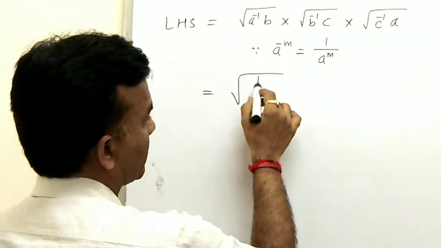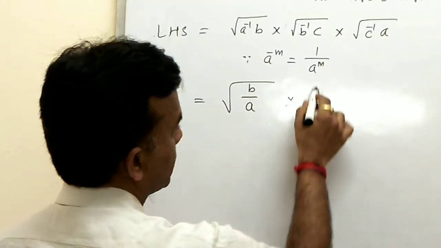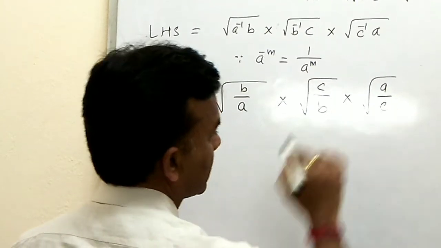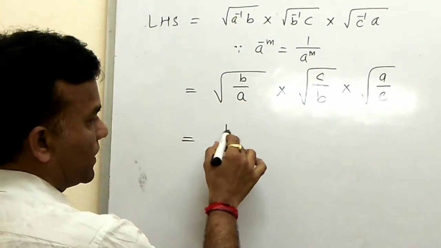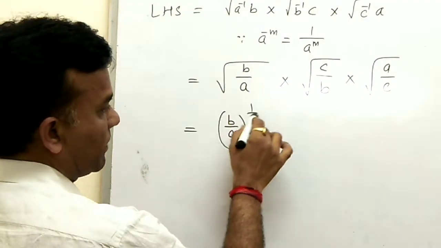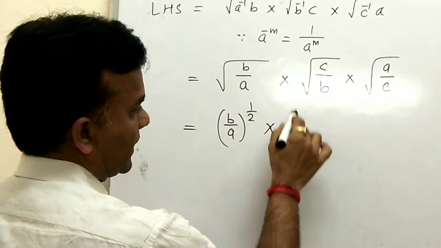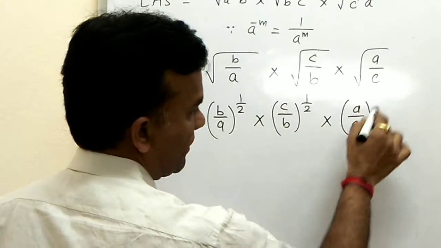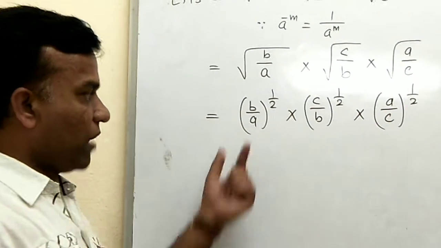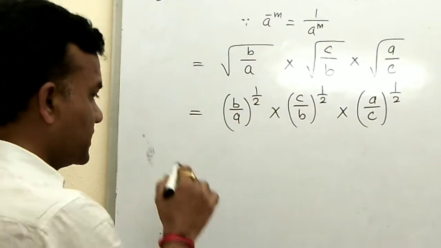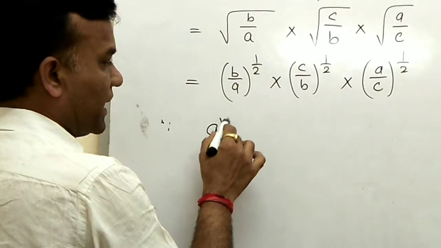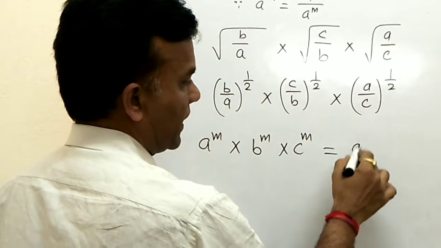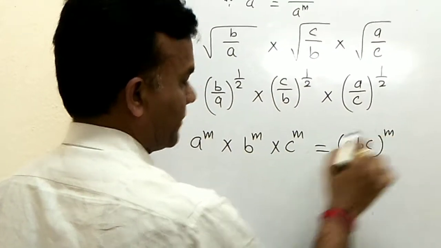So here we have b by a into c by b, and similarly a by c. Okay, then all powers you write down as 1 by 2, because all radical forms are given, so you convert into the exponential. So a by c also has the power 1 by 2. Now we have different bases but the same power, so we use the concept of exponents: a to the power m, b to the power m, and c to the power m is (abc) whole to the power m.